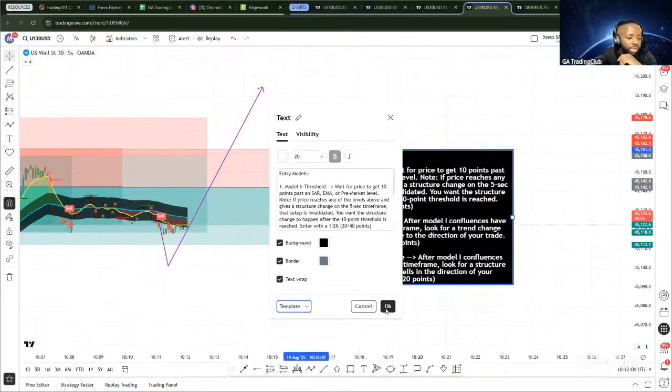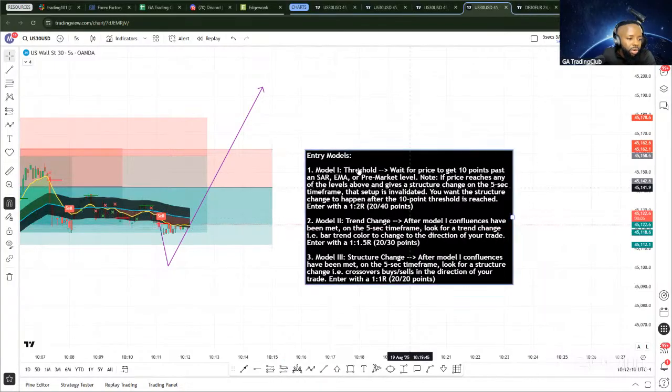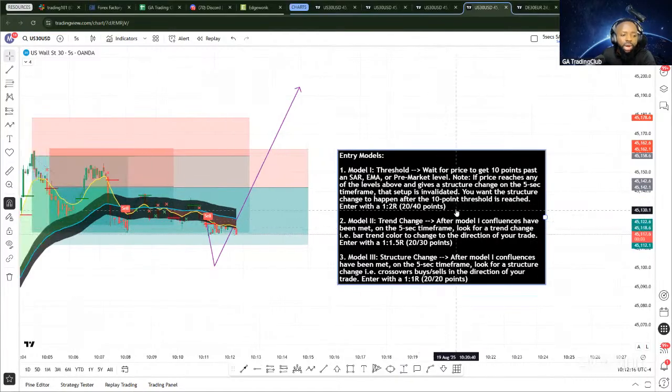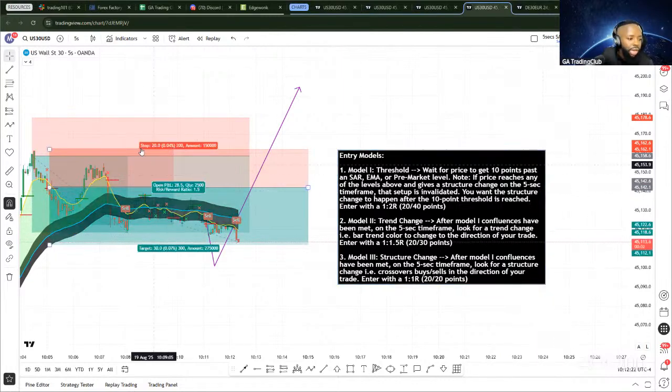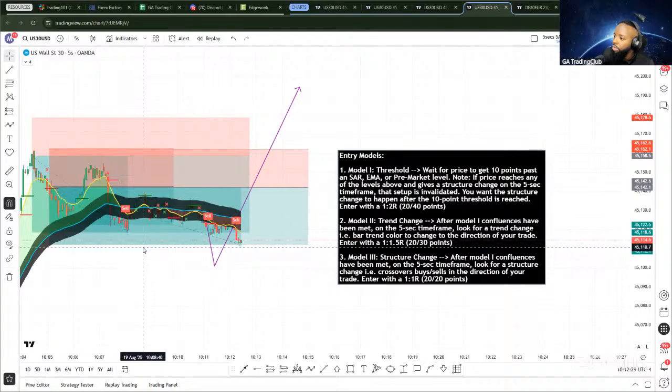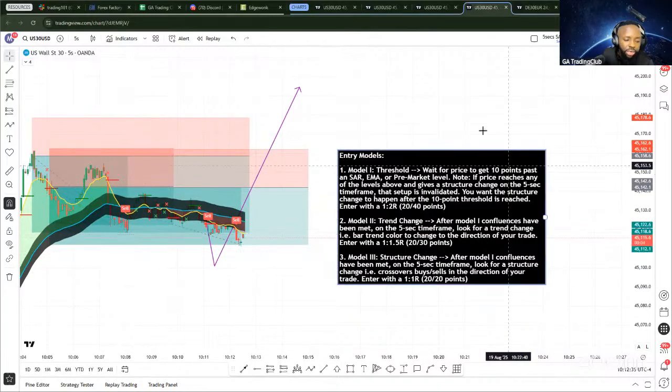Entry models. So model 1, model 2, model 3. Model 1 is the threshold. So you wait for price to get 10 points past an SAR, EMA, or pre-market level. If price reaches any of the levels, okay, full TP. I just hit full TP on the 1:2 risk to reward, and I'm almost hitting full TP on the 1:1.5 risk to reward. So all my accounts are in green right now.